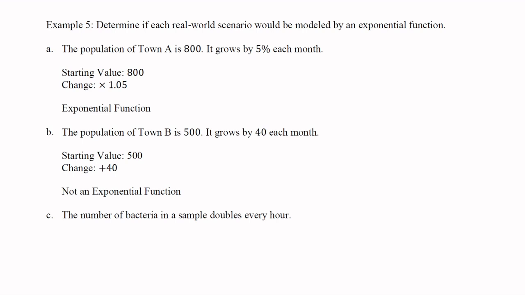The number of bacteria in a sample doubles every hour. So here, we don't know what the starting value of bacteria is, but we do know that it's doubling every hour, which means we're multiplying it by 2, which means we know that it is going to be exponential. The amount of radiation coming from a sample, given that the amount decreases by half each hour. Now, again, we don't know what the starting value is, but we know that we are multiplying it by 1/2 each hour. So since we have a constant ratio, it is exponential.